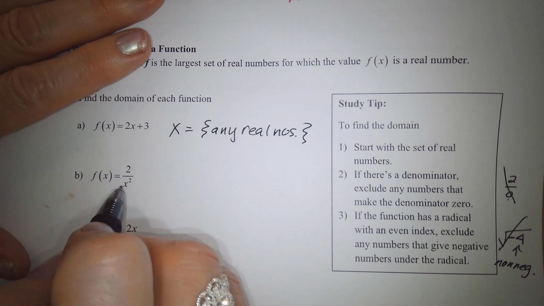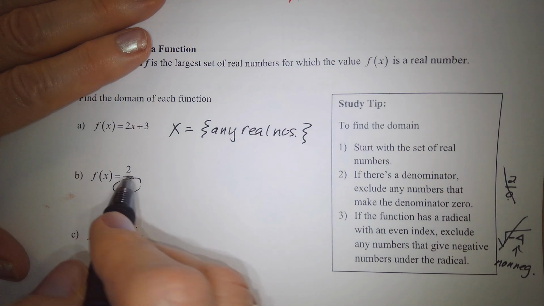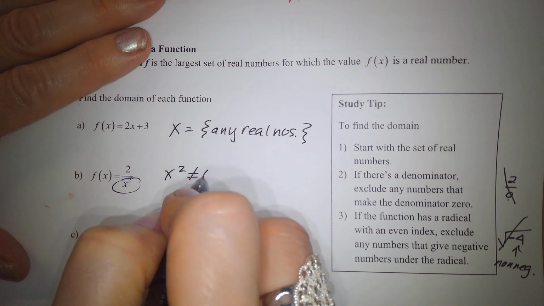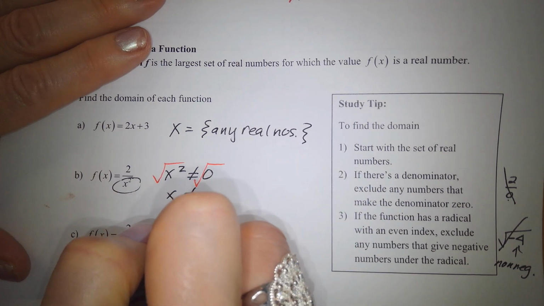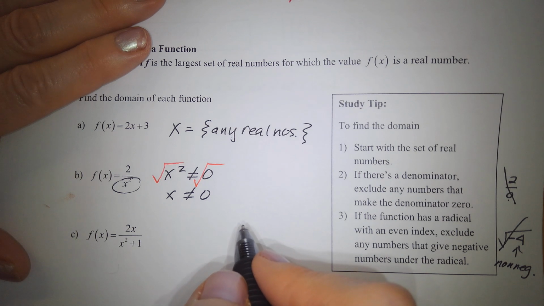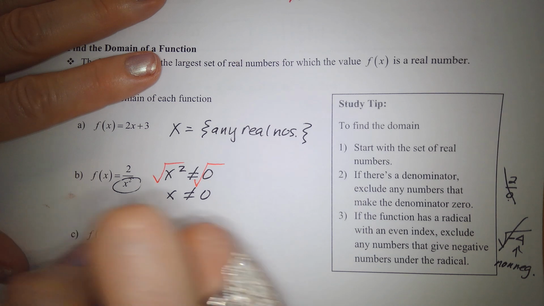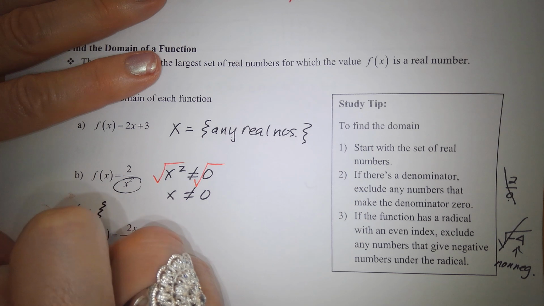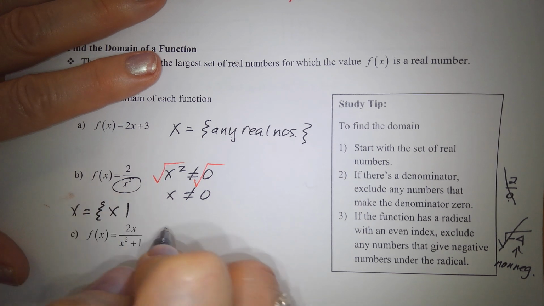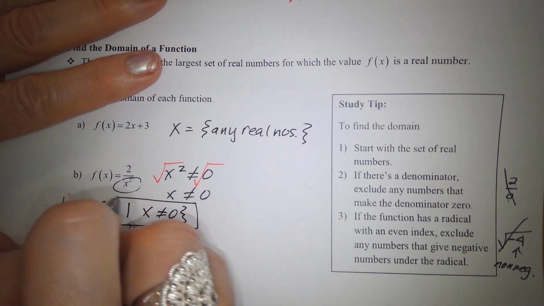For part B, I do have a denominator. Denominators cannot be 0. So this x squared cannot be 0. If I take the square root of both sides, that gives me x cannot be 0. So we would exclude 0. There are two ways we can write this. The formal way to write this notation would say that x can be any number x such that x is not 0. This is one way to write it.